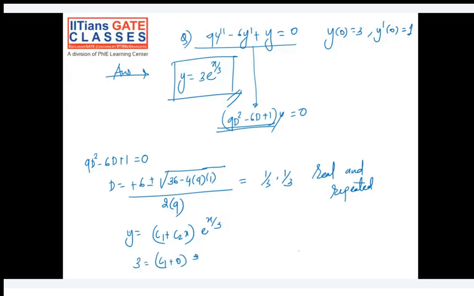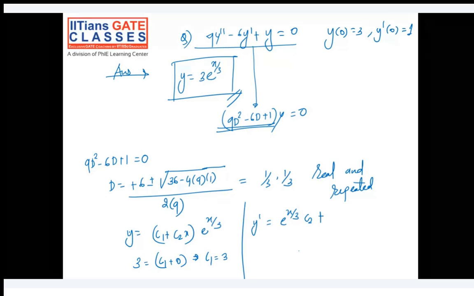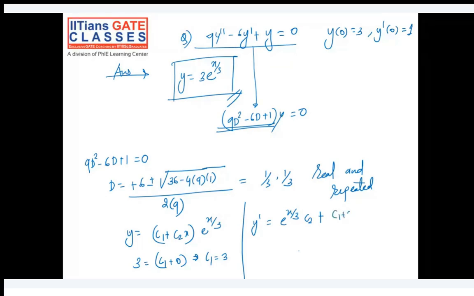Similarly, if you calculate y dash, differentiation of y with respect to x is e to the power x by 3 as it is, and differentiation of c1 plus c2x is c2, plus c1 plus c2x as it is. Differentiation of e to the power x by 3 is e to the power x by 3 divided by 1 by 3, multiplied by 1 by 3. So I'll just divide it by 3.